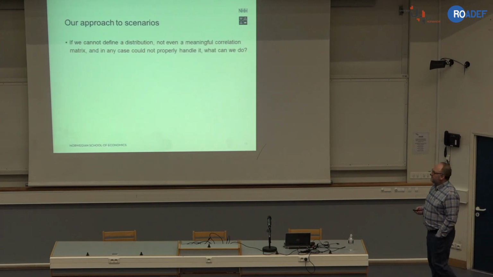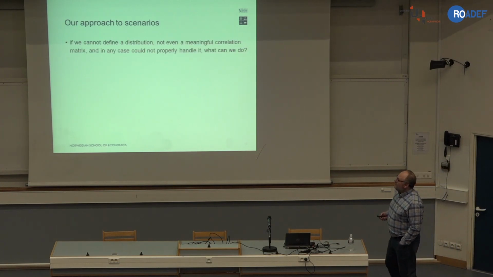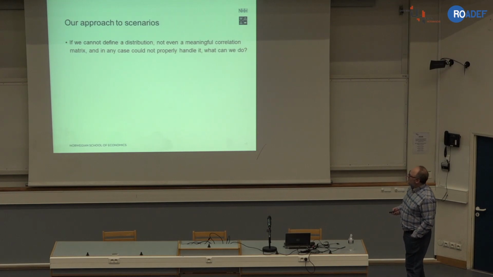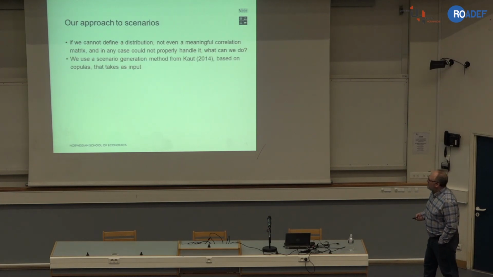So what do we do? If we cannot define the distribution, not even a meaningful correlation matrix, for example, if we don't have data, or if we have data, we can, but we're not sure how good it is because we don't really have enough data, so all sorts of issues. What can we do? That's kind of what I want to ask you.